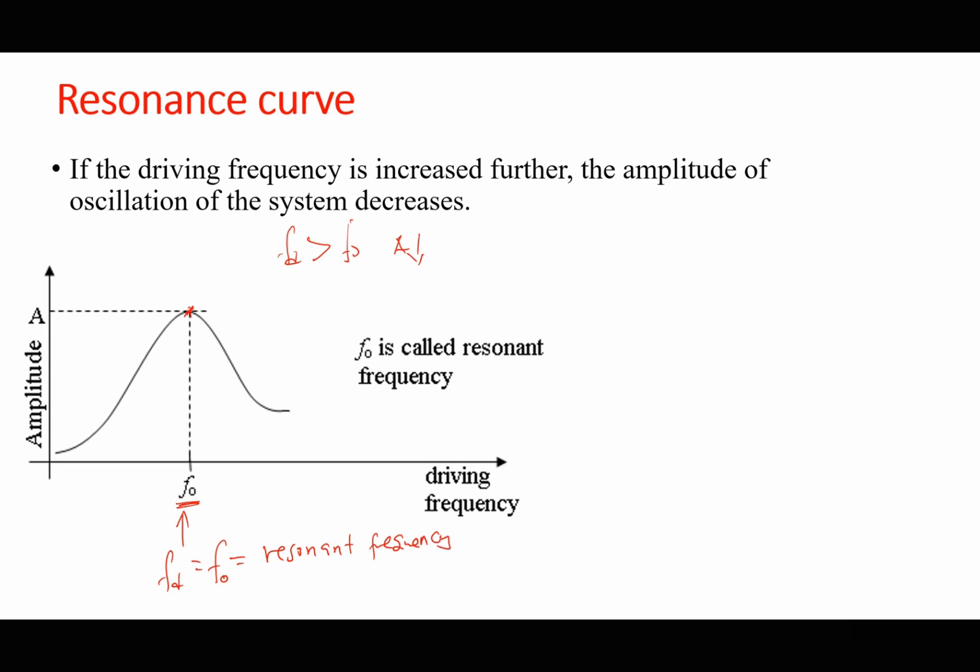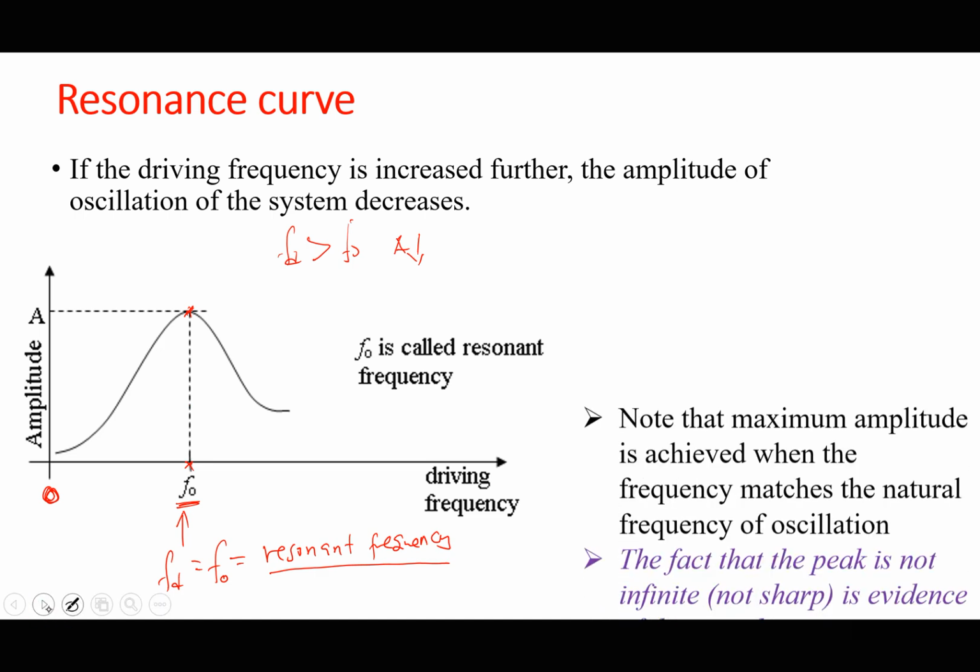So at this point, where the driving frequency is equal to the natural frequency, that driving frequency is called the resonant frequency. The driven system absorbs maximum energy from the driver system and therefore oscillates with the maximum amplitude. So if I sketch a graph of amplitude against driving frequency, let's say the driving frequency increases from 0. The moment it reaches f naught, the system absorbs maximum energy. The moment the driving frequency exceeds f naught, the amplitude decreases. And this is called the resonance curve.